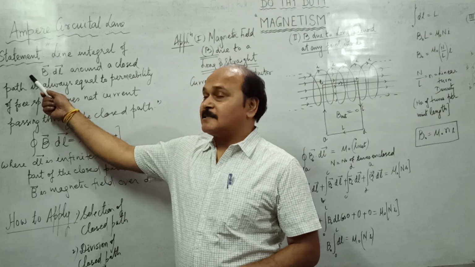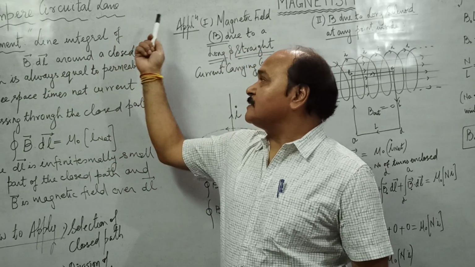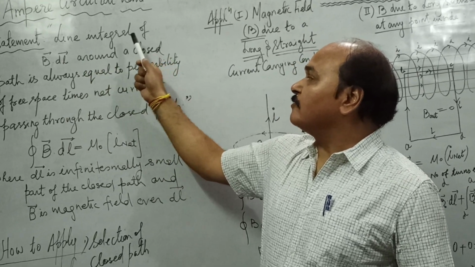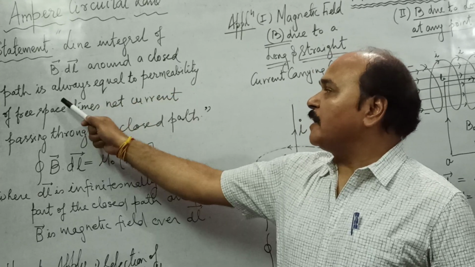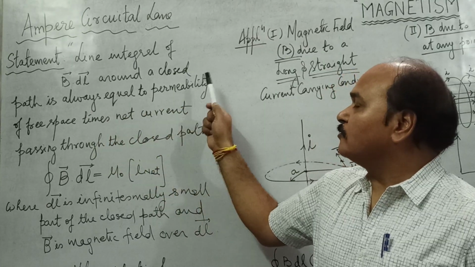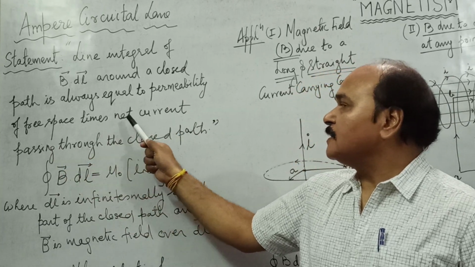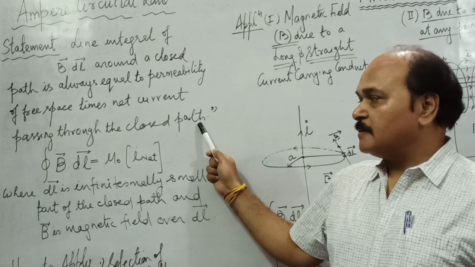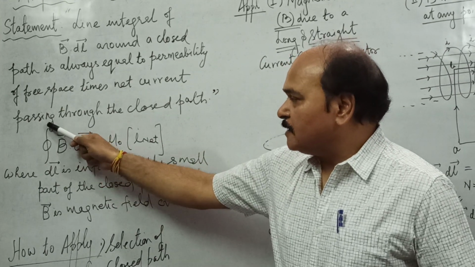For that, we have to understand the statement. Ampere's second law states that the line integral of B dot dl around a closed path is always equal to the permeability of free space times the net current passing through the closed path. This is the mathematical form of the statement.